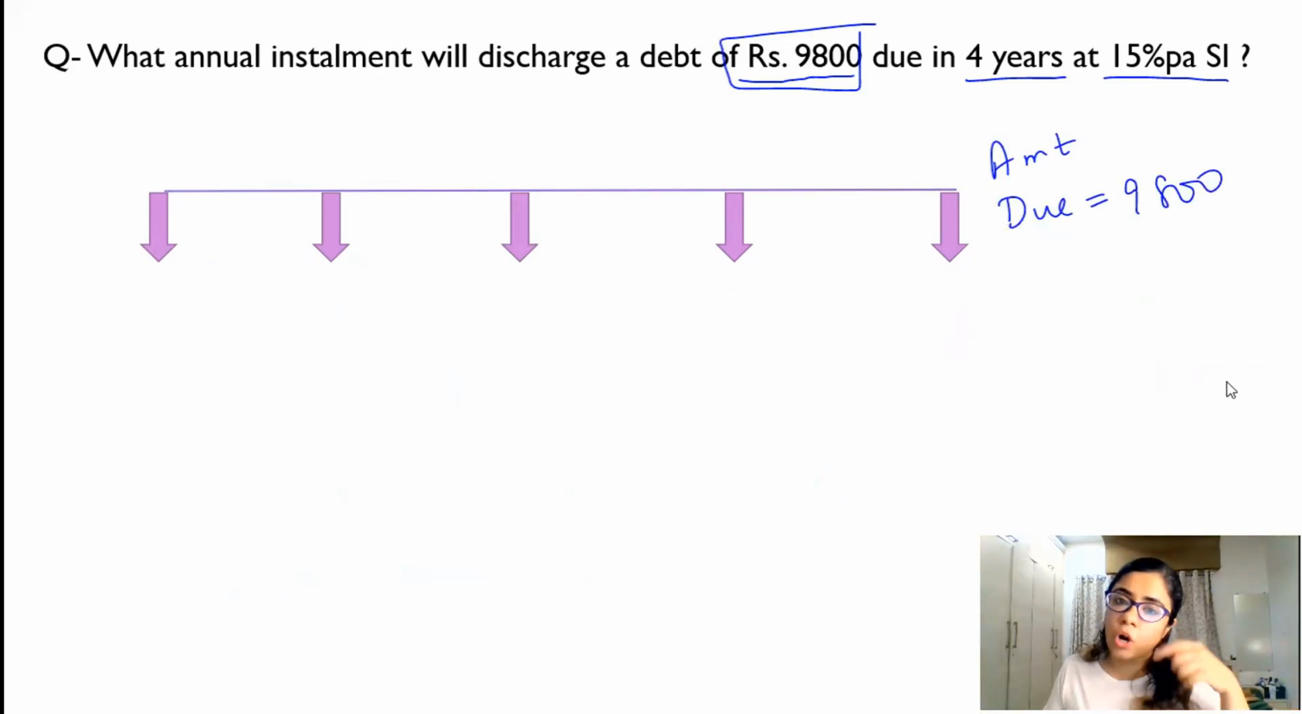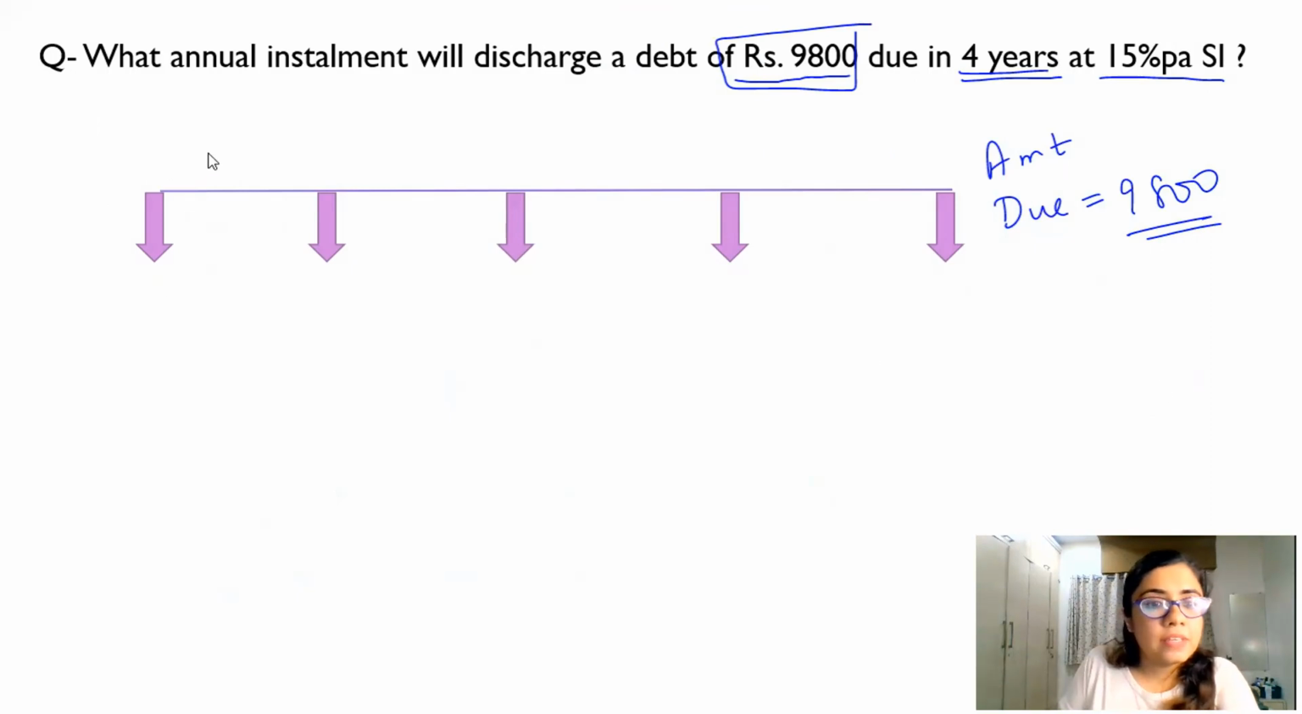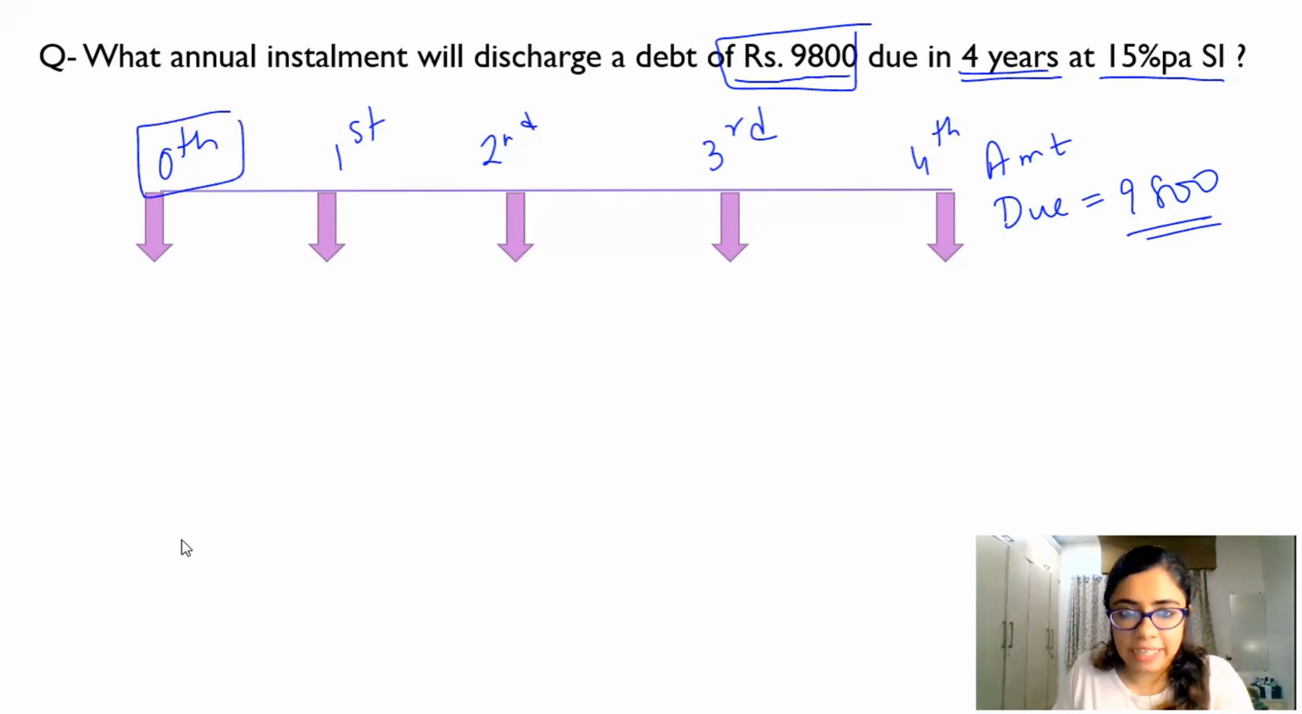So the bank will automatically calculate your loan, calculate your interest, and they will give you a final debt. This is the money you are supposed to pay at the end of the loan period, due in 4 years at 15% per annum, simple interest. Now see, this is your 0th year, 1st year, 2nd year, 3rd year, and your 4th year. Now you have taken the loan in the 0th year, so you're not going to pay anything.